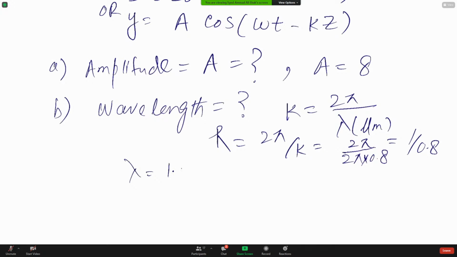1.25 what? Micrometers. Sorry. Yeah, we are finding lambda. Why did I write k? No, micrometers. Sorry. In my notes, I wrote k is equal to 1.25. So what is the next part? That's A, B. C is find the angular frequency.